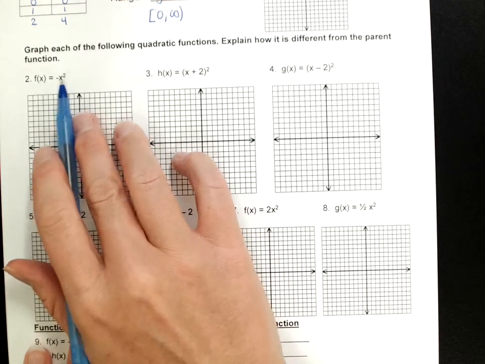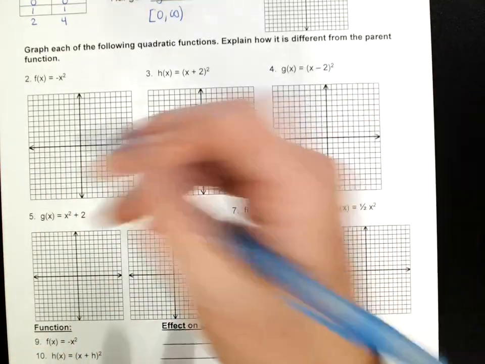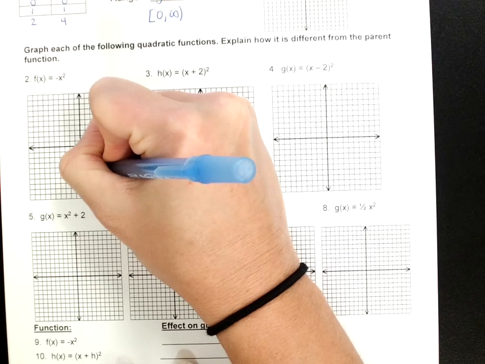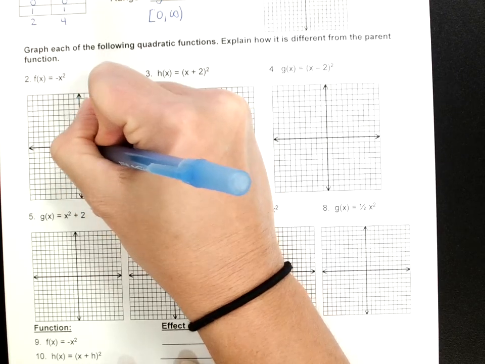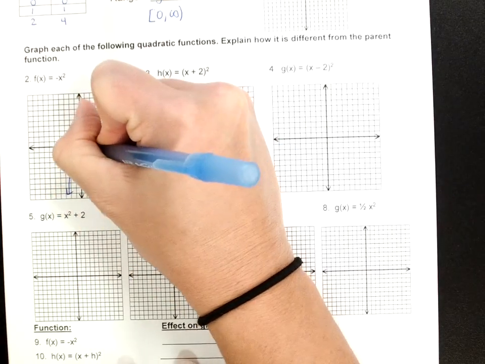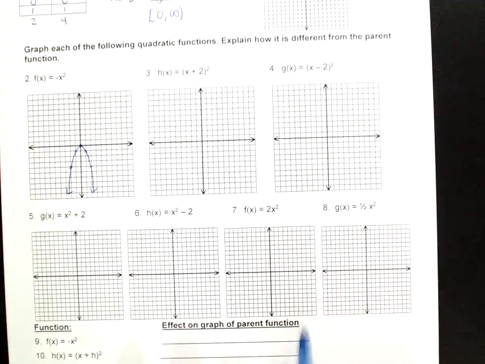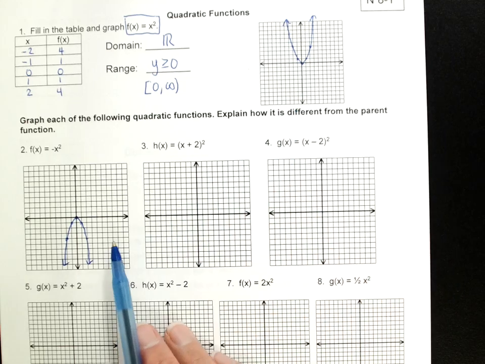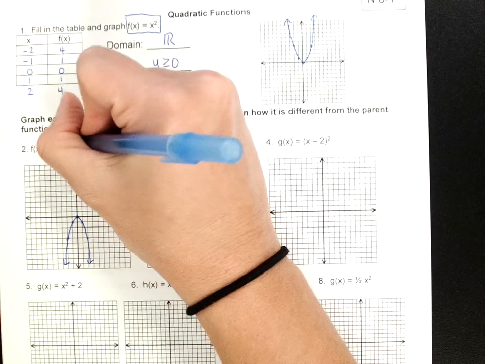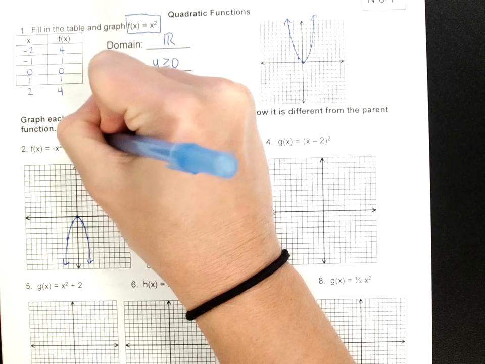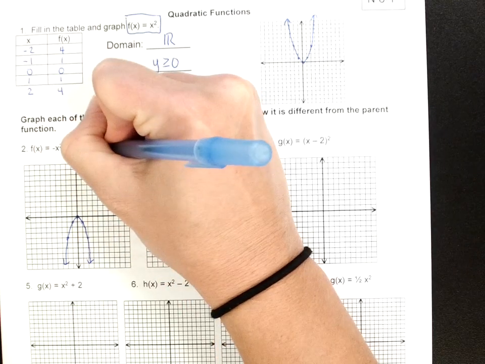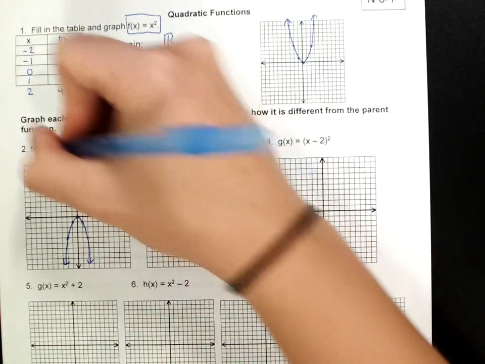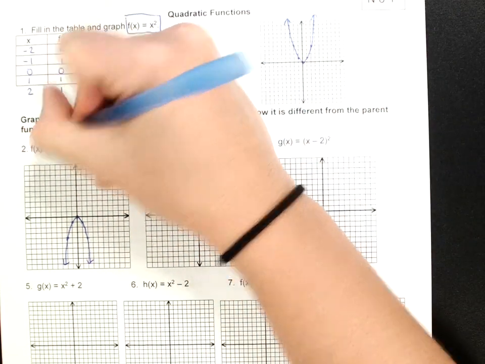This first one, by adding a negative in front, we get a graph that looks like this. What's happened to this graph compared to this graph? This one has been reflected over the x-axis. That's going to happen every time when you have this negative in front.